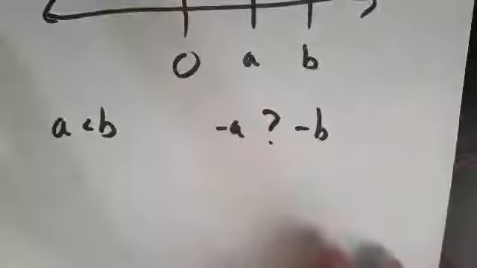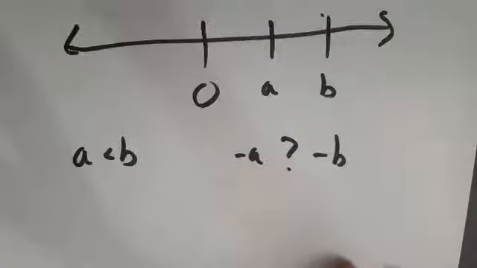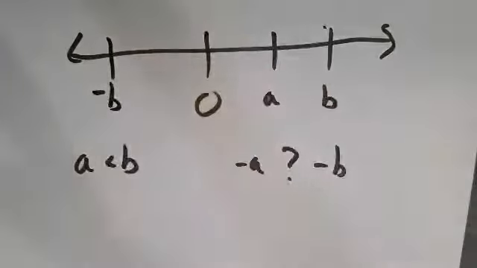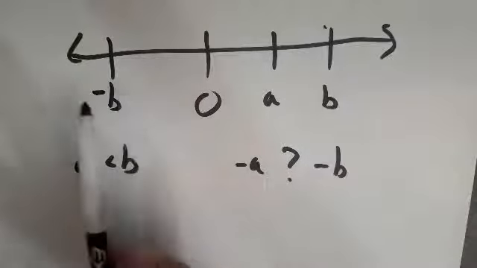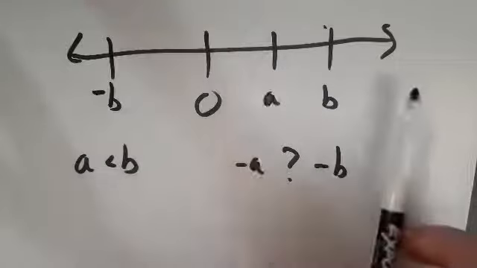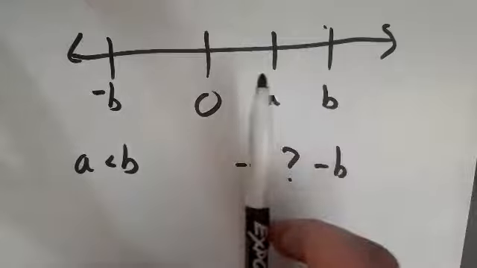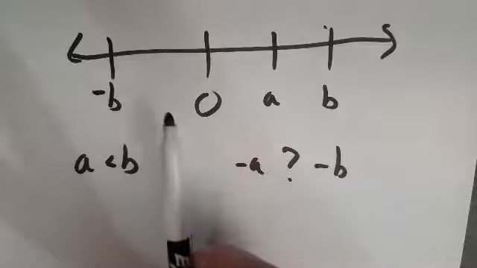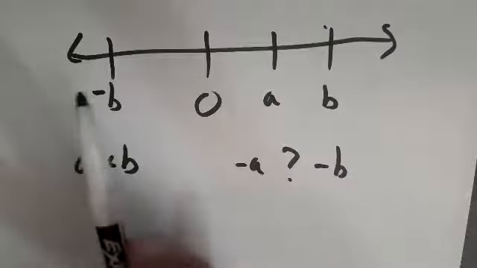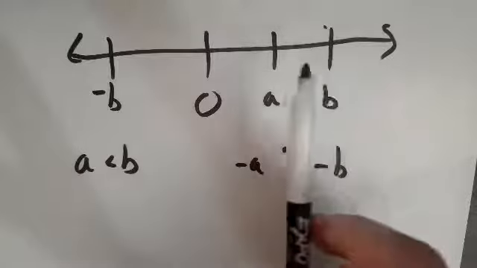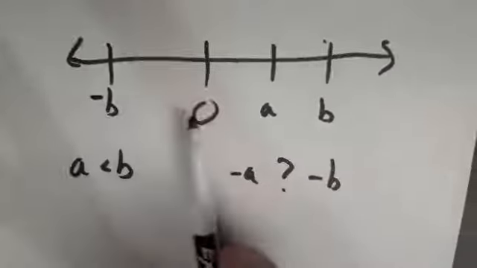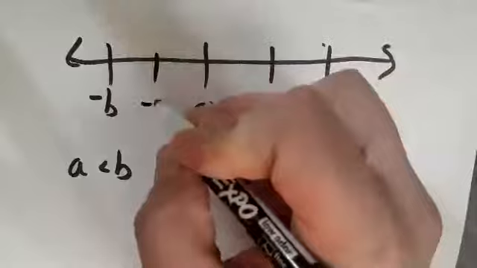I don't know what the inequality looks like with negative A and negative B. But I know negative B, let's put negative B over here. And if I'm going along this line, I want to know where to put negative A. It's obviously going on the negative side. So does it go right here, or does it go over here? Well, we know this reflexive thing happening. If B is further out than A, then negative B has to be further out than negative A.